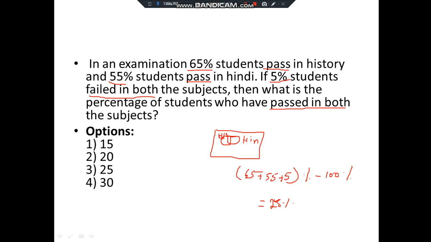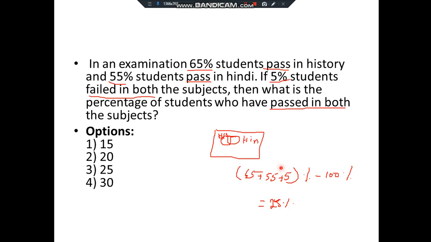Next question, in an examination 65% students pass in history and 55% students pass in Hindi. If 5% students failed in both the subjects, then what is the percentage of students who have passed in both the subjects? So read the question carefully. Here the first two are pass percentages, and for both they have given us fail percentage and they have asked for both pass percentage. So we will use the Venn diagram. So 65% plus 55% plus 5%, which is equal to 125%. So subtract it from 100%, you get it as 25%.